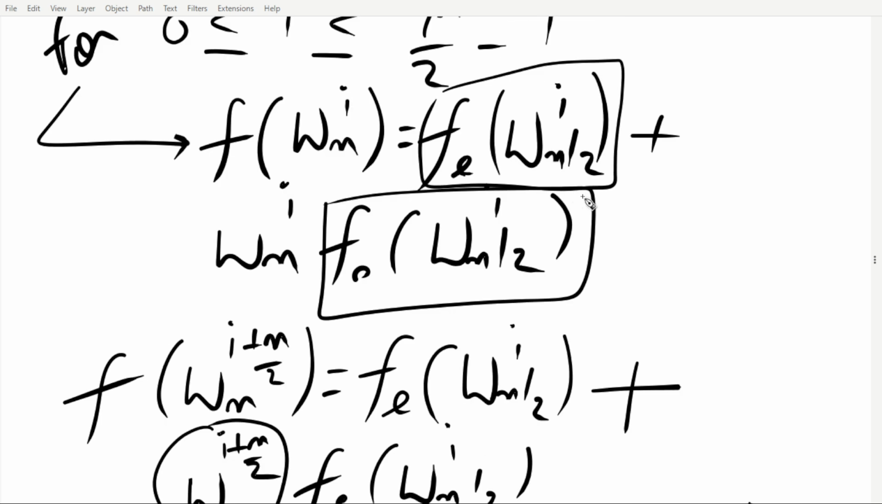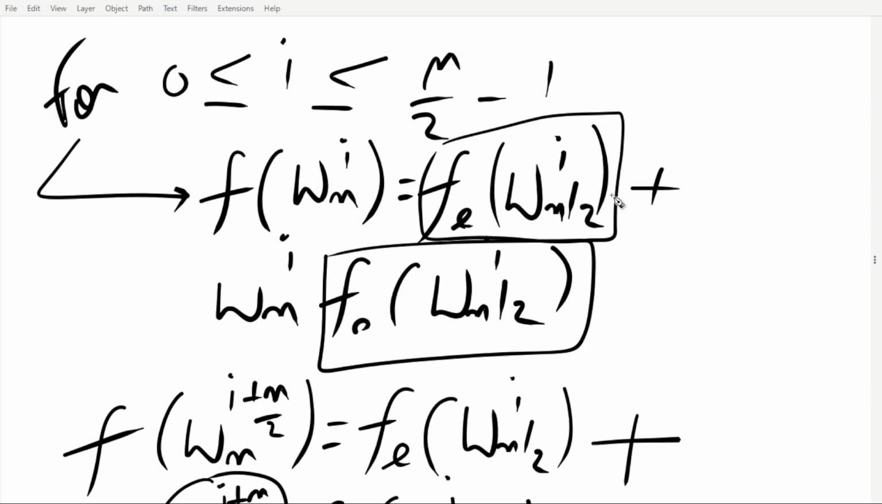So the first half of the DFT, the original DFT, we get by adding the corresponding values from fe and fo, as i varies from 0 to n by 2 minus 1. Find the corresponding fe value, find the corresponding fo value, use this formula, multiply the fo value by omega n to the power i and add.